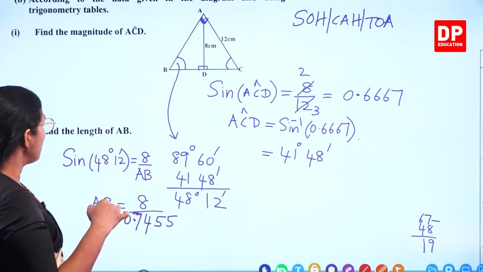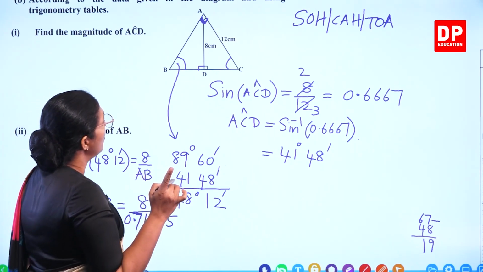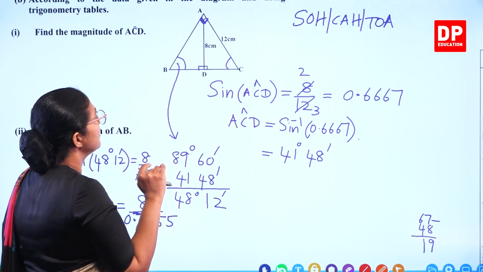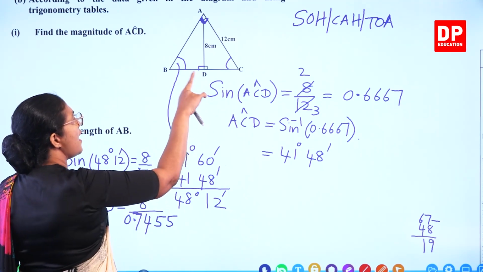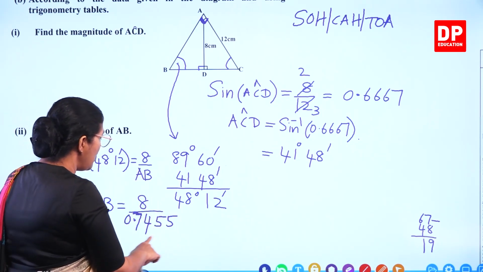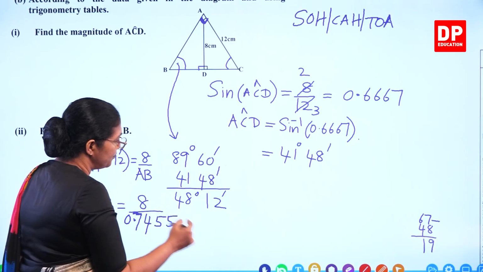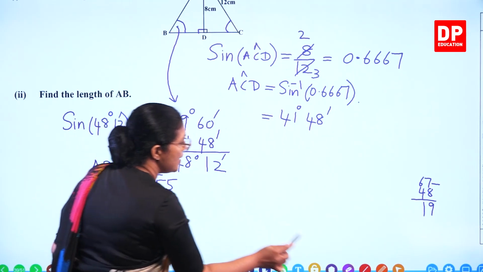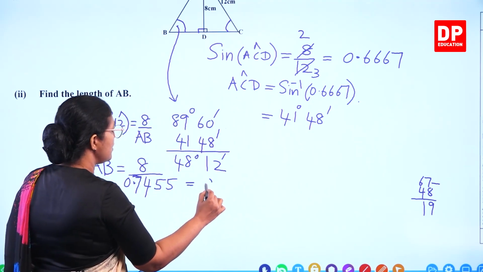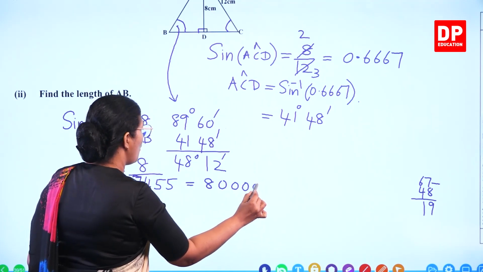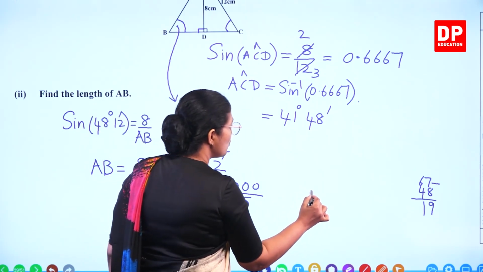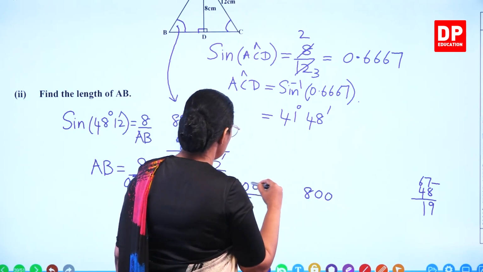8 divided by 0.7455. Or if you are using this angle, then you have to use tan. So either using tan or you can use sine. If you are using sine here, what happens actually? You get a decimal value. But you can do with tan also. So let's divide. When you remove the divisor, you get 80,000 divided by 7,455. Let's do the long division.